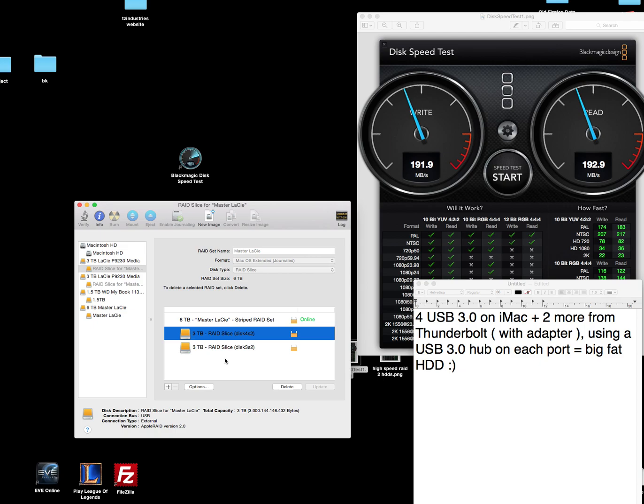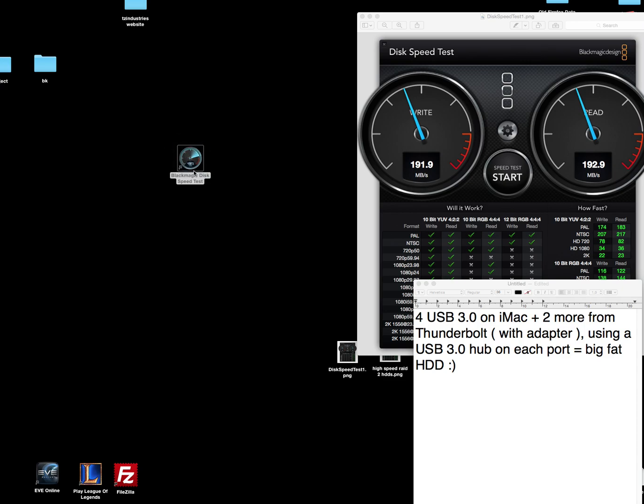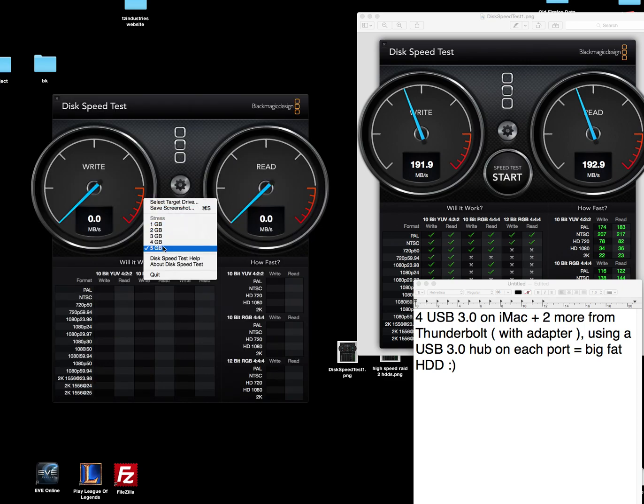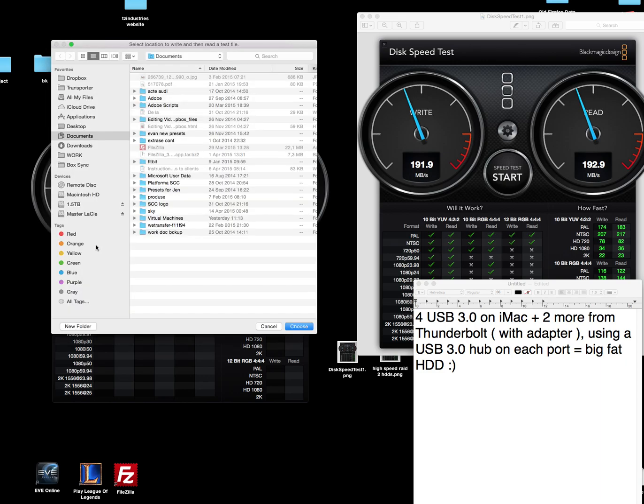Link is below. On the disk utility you can see the two hard drives connected in striped RAID, making the big 6 TB drive. We are going to test it right now. No more waiting. We'll set up the stress level to 5 GB. Then we select the target drive, masterLacie, and get this started.